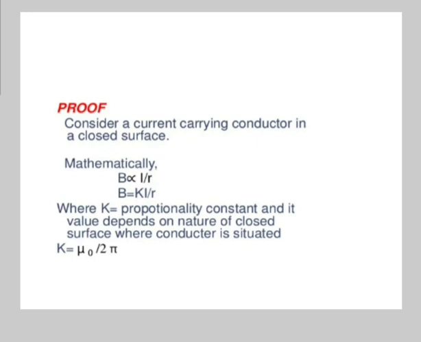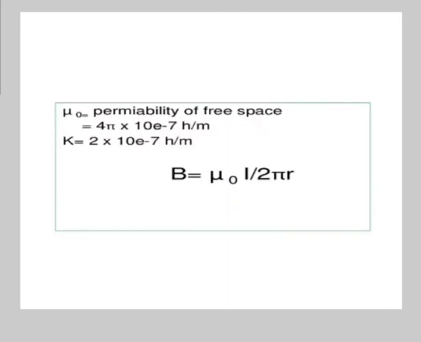So dH bar is inversely proportional to the square of the distance from the differential element to the point P. Now here, mu 0 is what? Mu 0 is the permeability of free space, and the K value is also given. So B is equal to mu 0 I by 2 pi R.